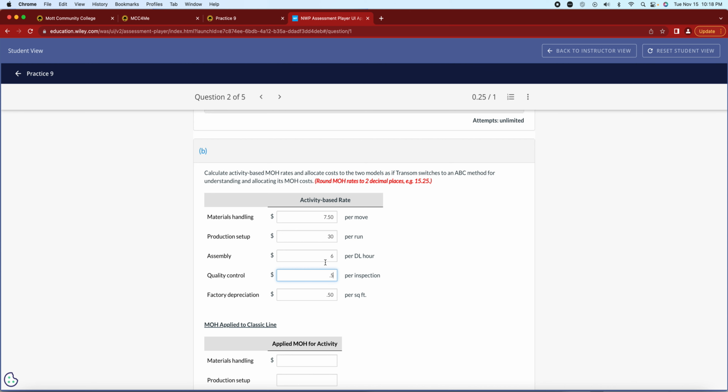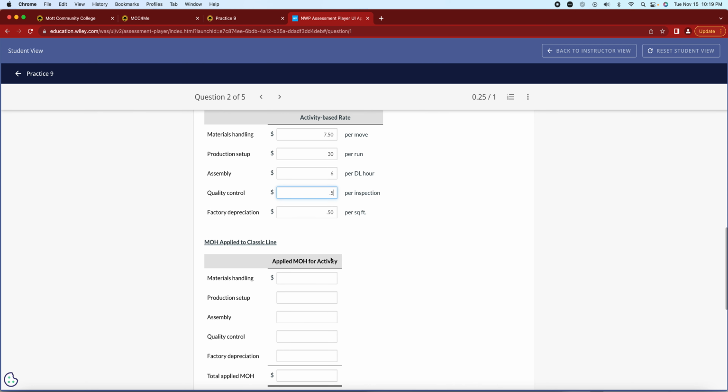Now, I do want to make a note with regards to the direct labor hour. This does not mean this is what employees are being paid per hour. What it does mean is that this is what it cost in labor to actually build this particular product. So don't confuse this with an hourly wage.